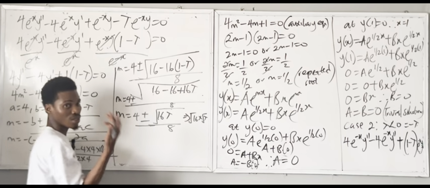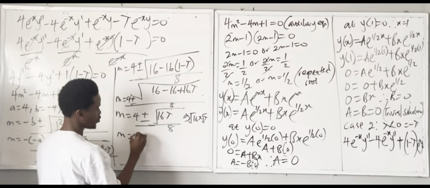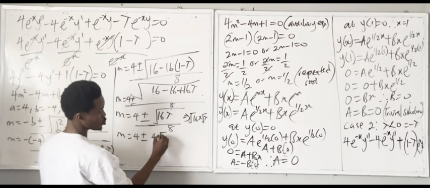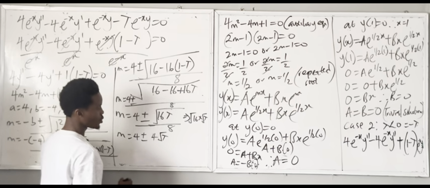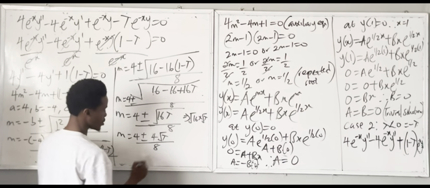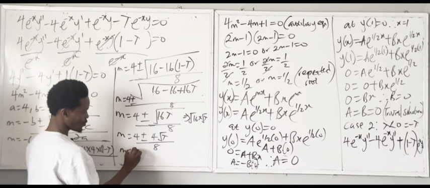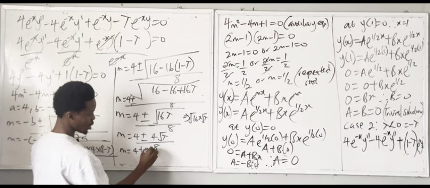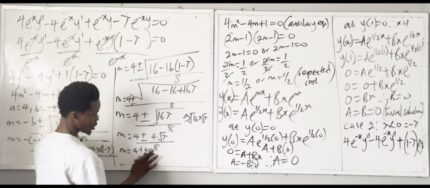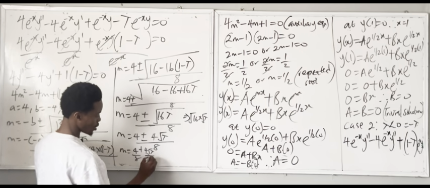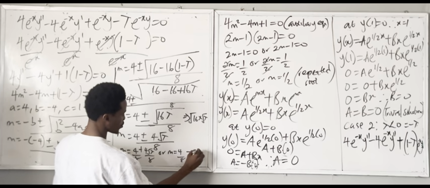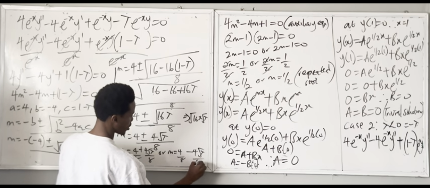The square root of 16 is 4. So I'm going to have m equal to 4 plus or minus 4 root lambda, all over 8. So I can write this as 4 plus 4 root lambda over 8, or m equal to 4 over 8 minus 4 root lambda all over 8.